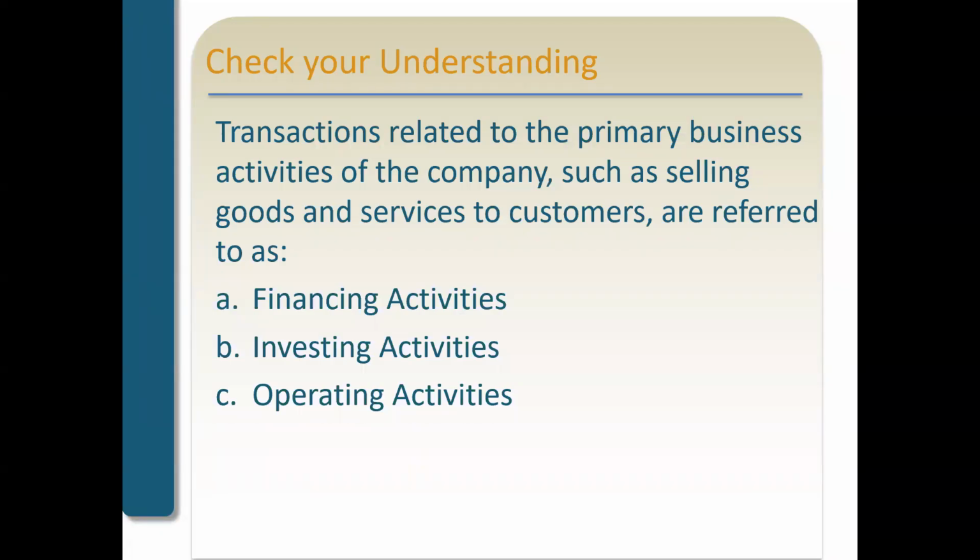Transactions related to the primary business activities of a company, such as selling goods and services to customers, are referred to as A, financing activities, B, investing activities, or C, operating activities. I hope you get this one, operating activities. The reason a company is in business is to make money, to make a profit. Those activities related to selling goods or services and the cost to sell those goods and services are operating activities.